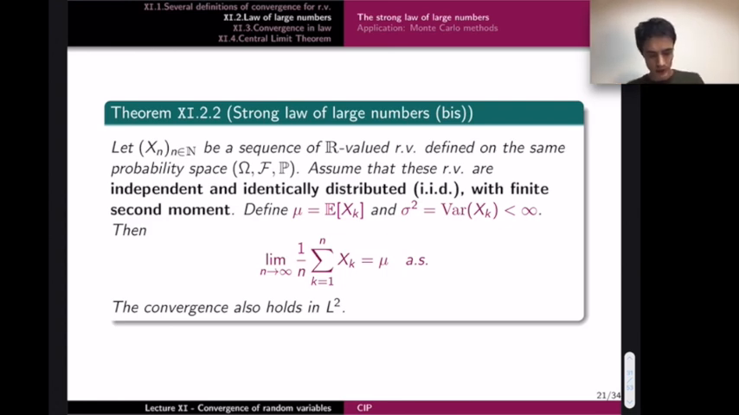If you ask for the second moment to be finite, so the variance to be finite, you also get a convergence in L2. Remember that convergence in L2 is neither weaker nor stronger than the almost sure convergence. So that's additional information if you have finite second moments. Actually, it's this convergence in L2 that we will prove, because it's easier. The almost sure convergence is not within our reach.